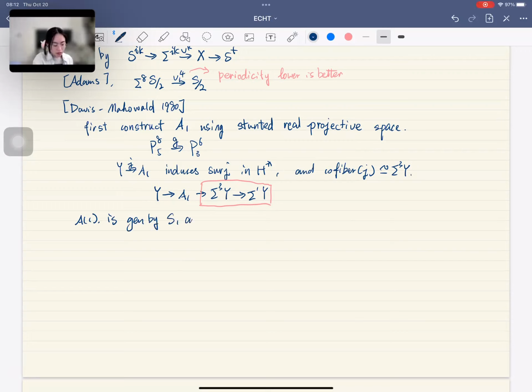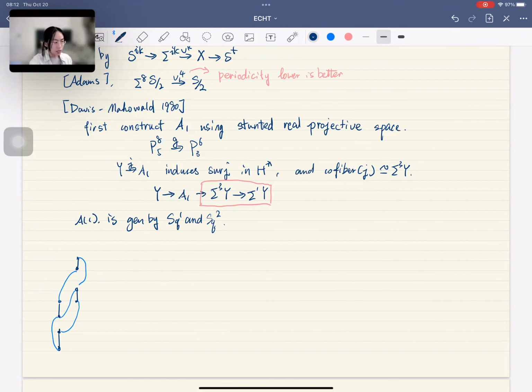Sq1 and Sq2. And it has 8 classes. And there are Sq2 actions. Right, so what I'm drawing is only an A1 module so far, because there are Sq4 actions that I'm not taking into consideration yet.